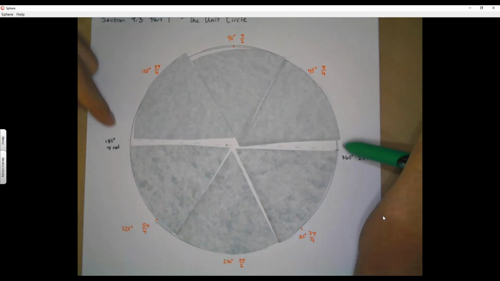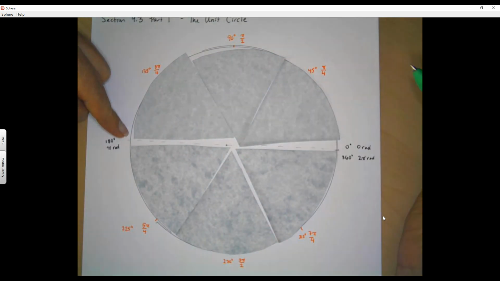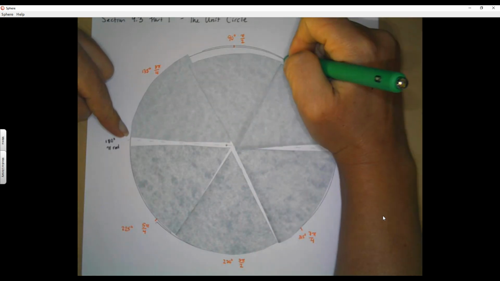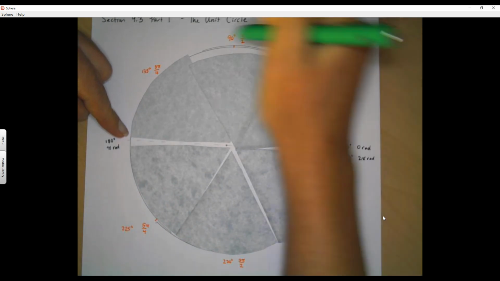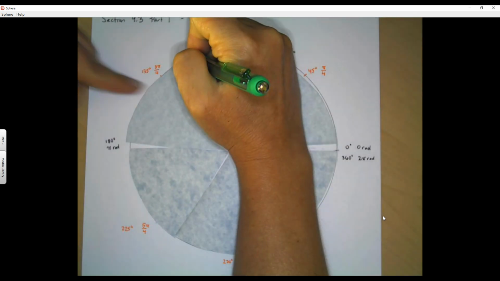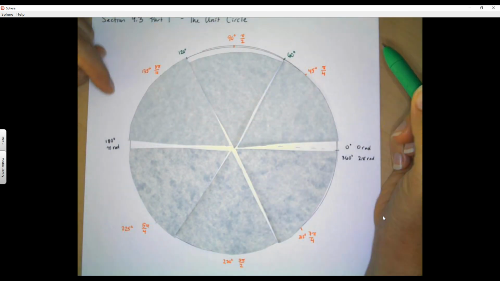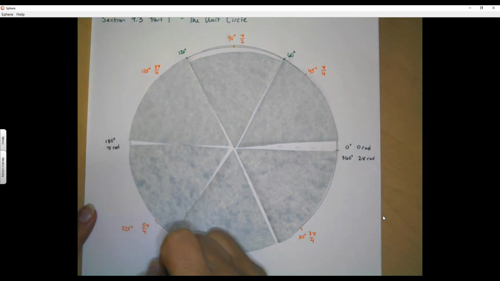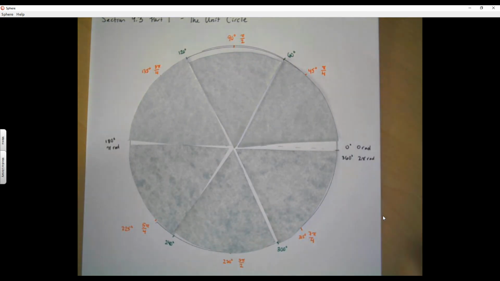All right, so this time I took that 180 degrees on the top half of my unit circle and I divided that up into 3 pieces, so that would be 180 divided by 3, which is 60 degrees. And so 60 plus another 60 is going to be 120 degrees. 180 plus 60 is going to take us to 240. 240 plus 60 would be 300 degrees. 300 plus 60 is back to our 360.